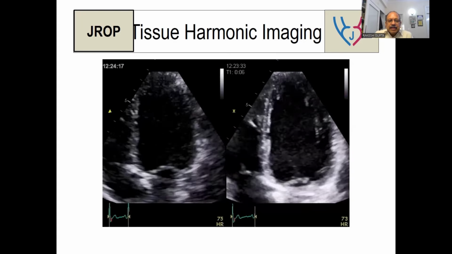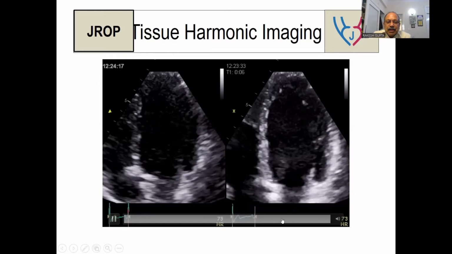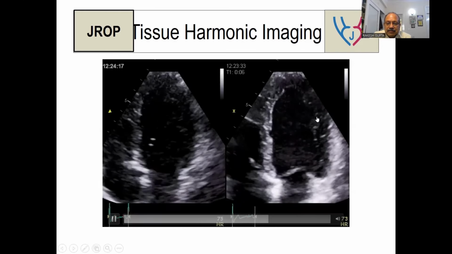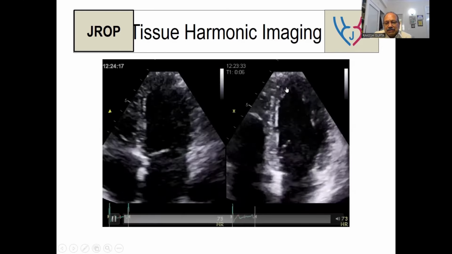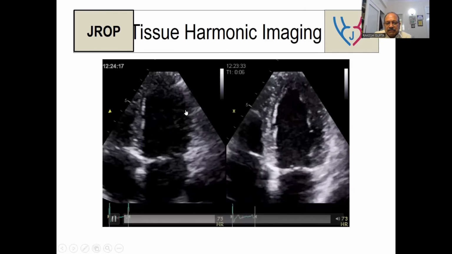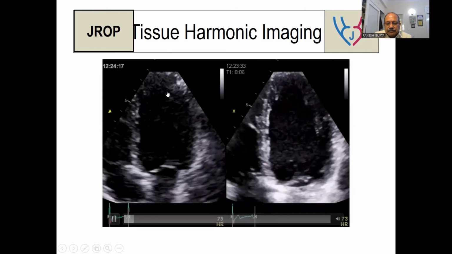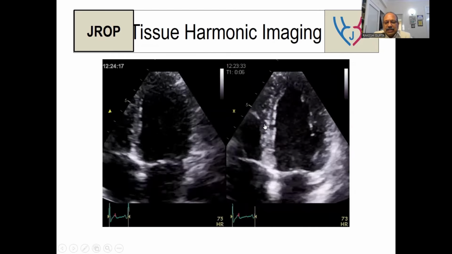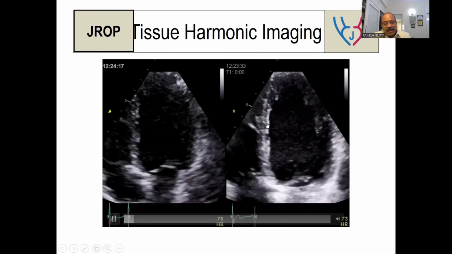Then next is tissue harmonic imaging. Look carefully. This is fundamental imaging. This is tissue harmonic imaging. We can see the endocardial delineation much better with harmonic imaging. Here we cannot see the apex very clearly. So whenever you buy a machine, look for harmonic imaging. And today is not a time of harmonic imaging alone. We are talking of matrix crystal transducers.